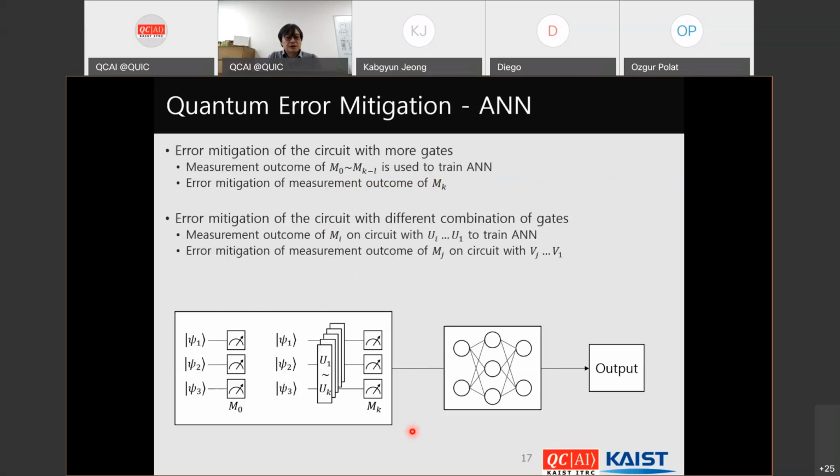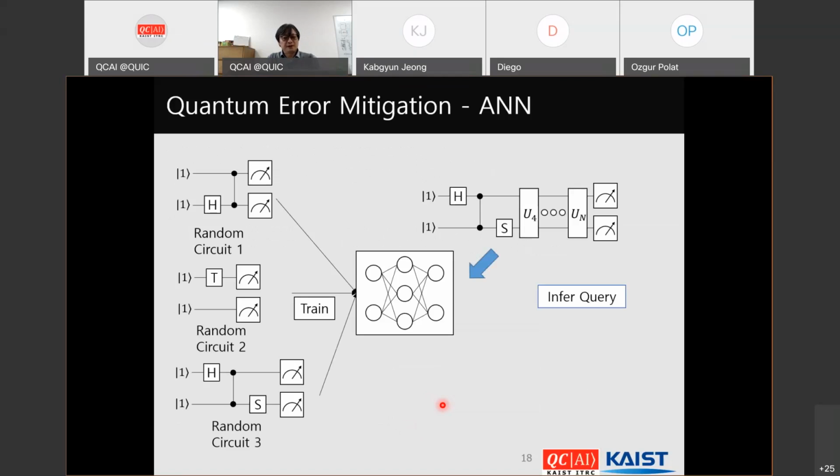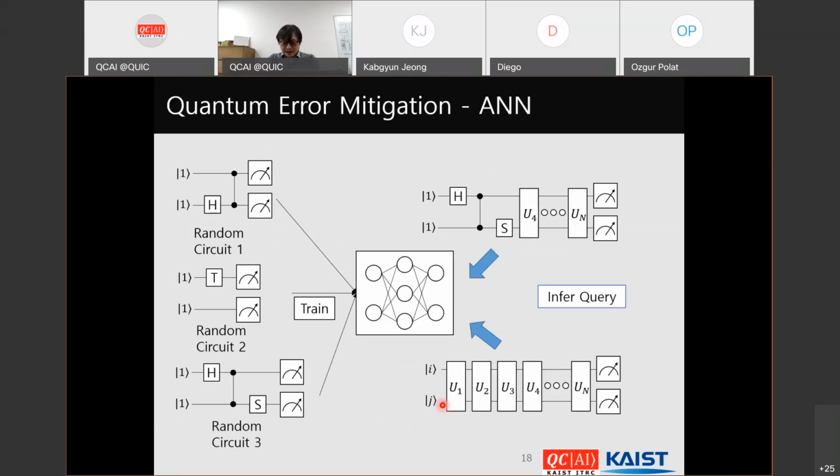So as you can see here, we can also introduce an artificial neural network to learn the model of errors. And what is done is like this. We have, for example, random circuits, right? We are teaching the neural network with random circuits, and then we infer the query with another random circuit, right? And then at the end of it, we can mitigate the errors in the test circuits.